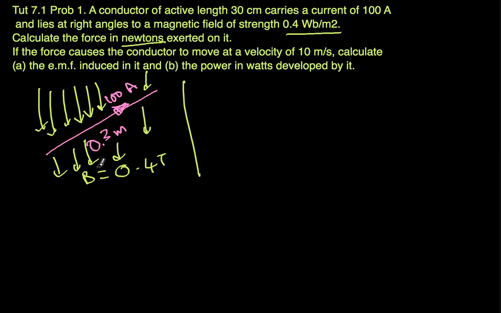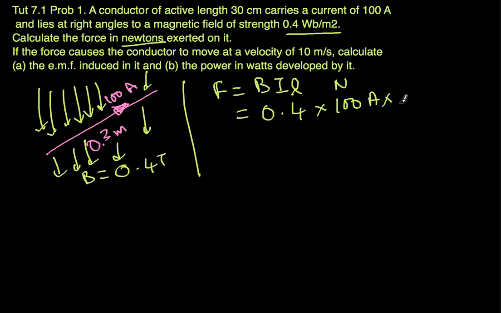So the force experienced by a current carrying conductor placed in a magnetic field, F, is nothing but BIL, in Newtons. So B is 0.4 Tesla, the current it is carrying is 100 amperes, and the length is 0.3 meters. So 0.4 into 100 into 0.3. The decimal points will cancel out with the zeros. So 4 into 3 is 12, and the answer is 12 newtons. So this is the answer for the first part. So this part is solved.